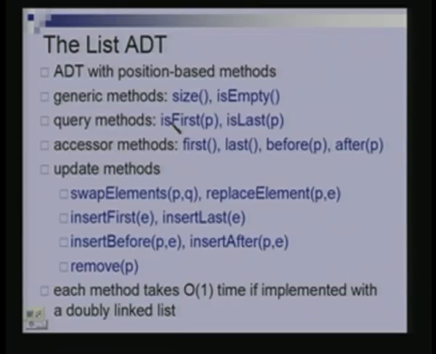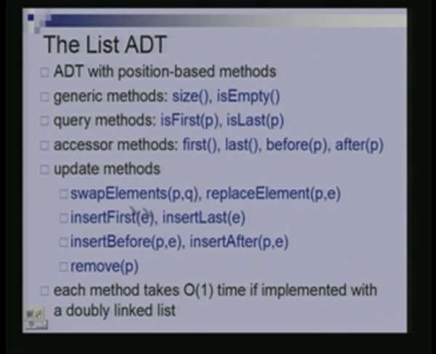And we can now define a list abstract data type which uses these positions. So, what would this abstract data type have? It would have generic methods like size and is empty. It would have query methods. So, given a particular position, I can have a method which asks is first, is this the first position of my list? If it is, this will say yes, and otherwise it will say no, and similarly whether it is the last position of the list. I can have accessor methods which say first, last, before and after. First will give me the first position, last will give me the last position, before P will give me the position before this position P, and after will give me the position after this position P.